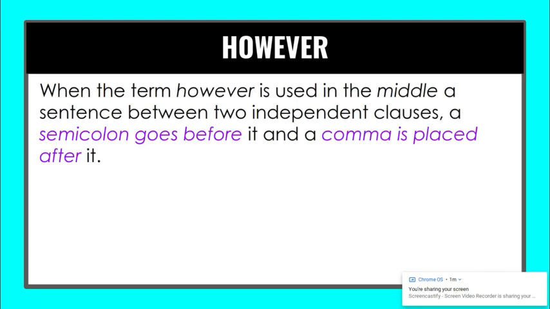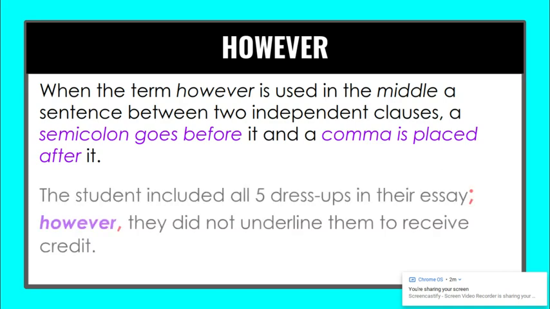So here's when you're using however to connect two clauses in a compound sentence. A semicolon goes before it and a comma is placed after it. So in this example, the student included all 5 dress-ups in their essay; however, they did not underline them to receive credit.